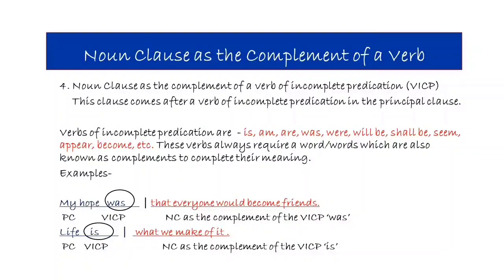Next, life is what we make of it. Here, life is the principal clause. What we make of it is the noun clause functioning as the complement of the verb of incomplete predication is.